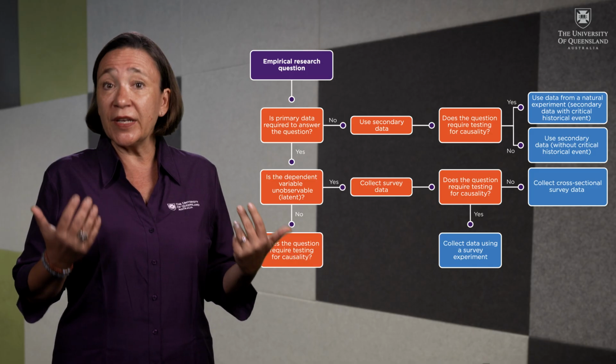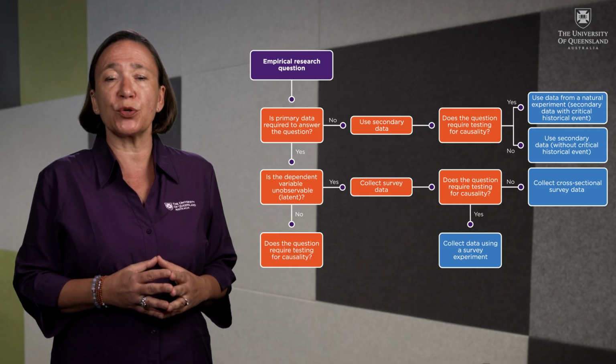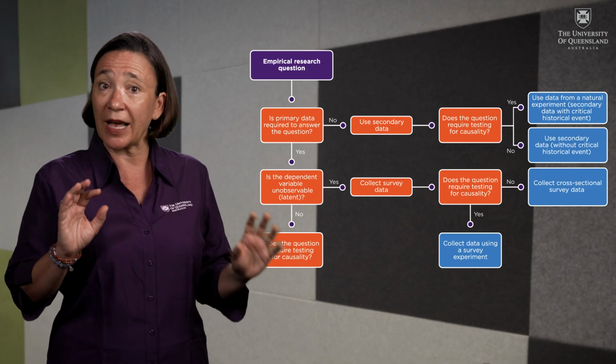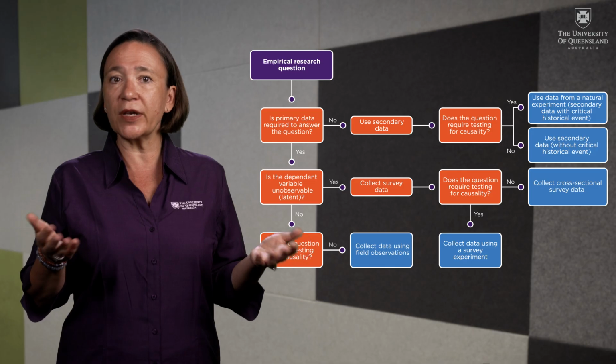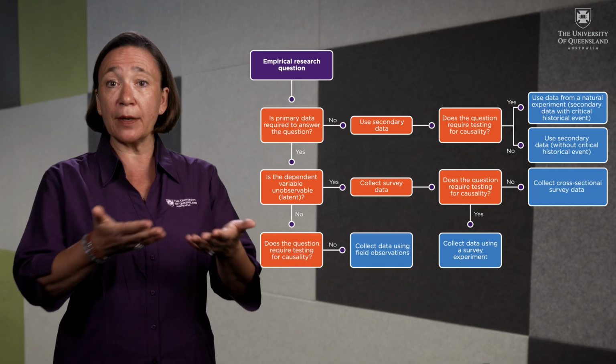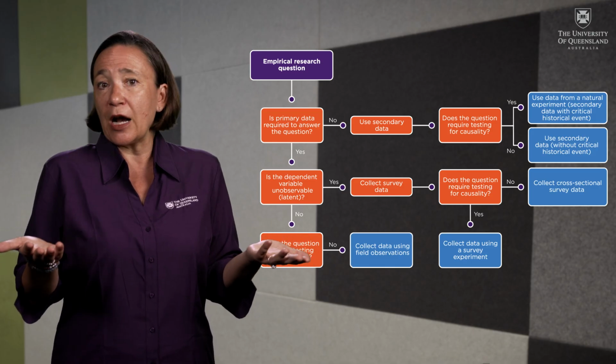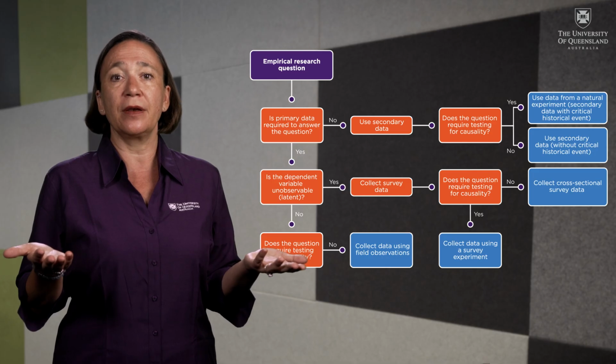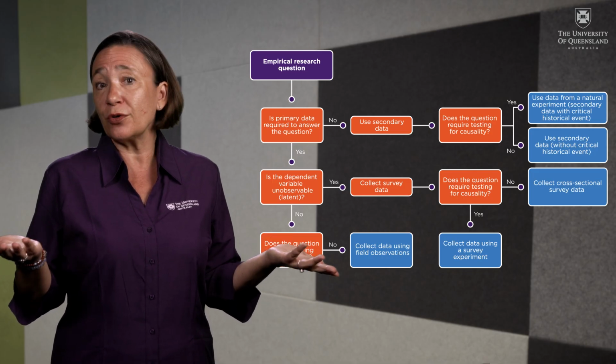Again, we need to determine if our research question requires the investigation of causality. If not, we can conduct a field observation. We can manually observe, for example, how people behave at a breakfast buffet. Or we can measure the temperature with a thermometer.